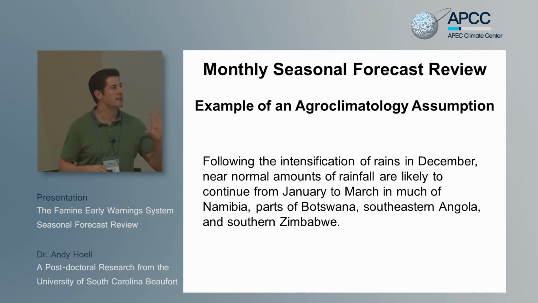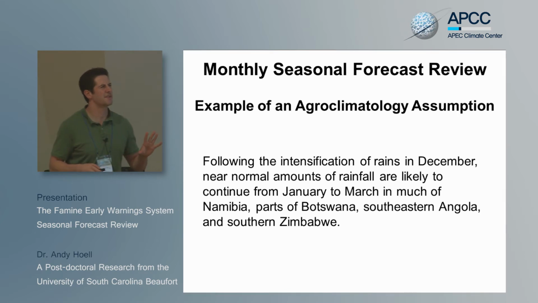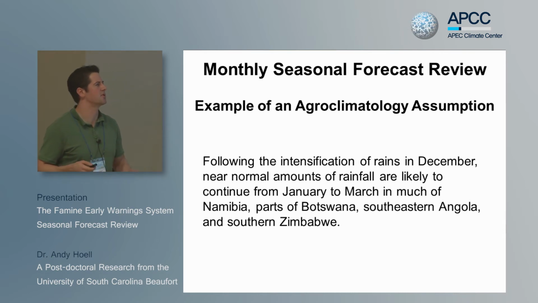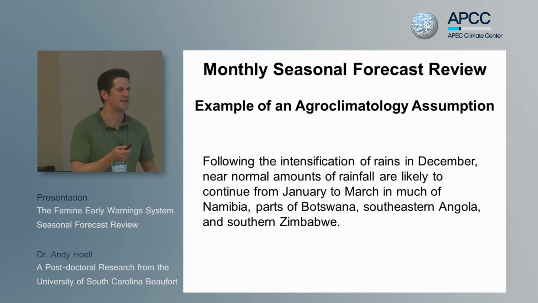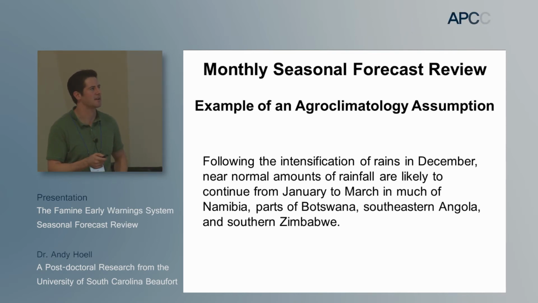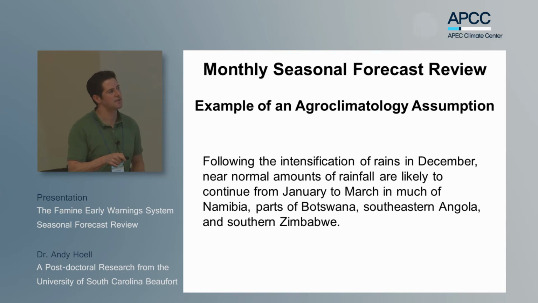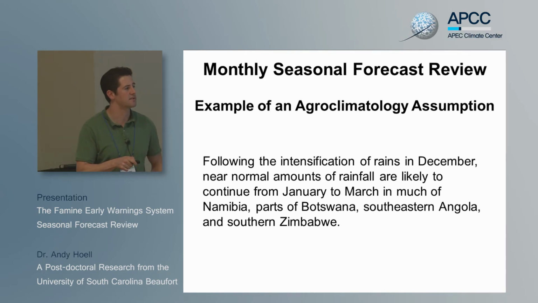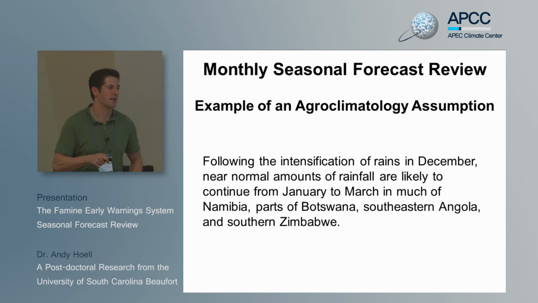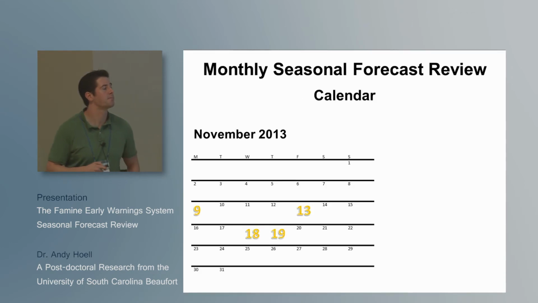So here's an example of an agroclimatology assumption. This is actually kind of a weak assumption, but it's a simple assumption nonetheless. And this was probably made in January of last year for Southern Africa. Following the intensifications of rains in December, near normal amounts of rainfall are likely to continue from January to March in much of Namibia, parts of Botswana, southeastern Angola, and southern Zimbabwe. And we'll revisit this in a couple of slides as to how we address these assumptions.